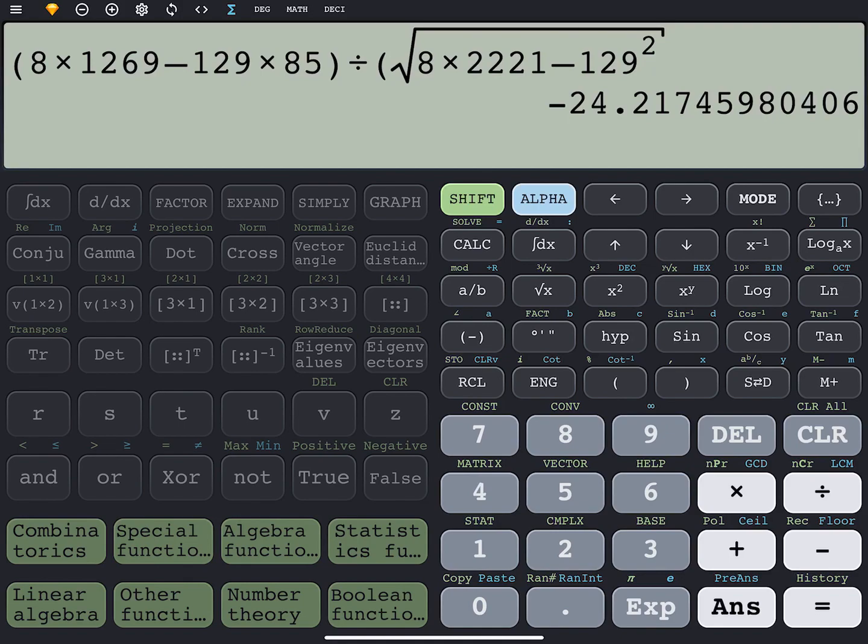Now, I have to get out from the radical again. So I'm going to use my arrow key. And now I multiply by the second radical. And then I answer 8 times now. What's sum y squared?